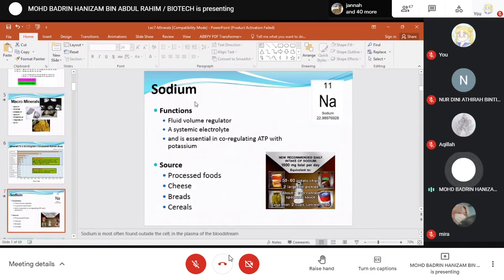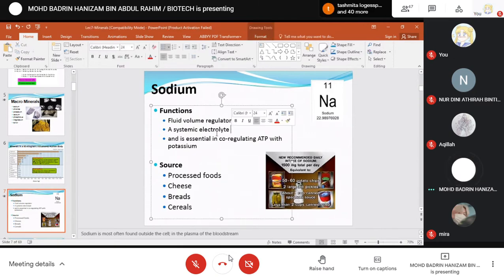For the macro minerals, first we start with sodium. The function of sodium is normally as a fluid volume regulator. You know what sodium does, right? A systemic electrolyte. Sodium is an electrolyte, and essential in co-regulating ATP with potassium. All right, the ATP channel, you need that co-regulation. When you learn how our body produces ATP, you need sodium in co-regulating ATP with potassium.